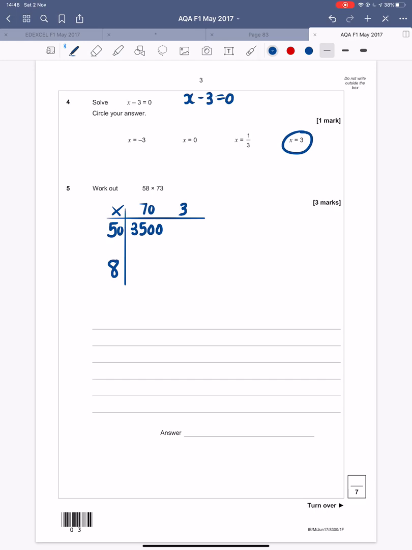50 times 3, 5 3s are 15 and 1 0 there. 8 7s are 56, we've got 1 0, and 3 8s are 24. So we add all those numbers together.